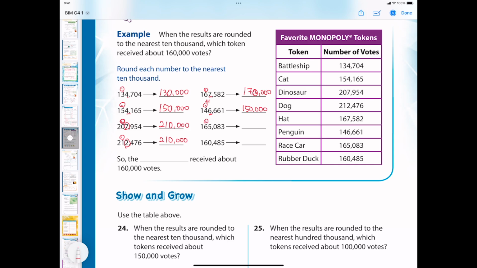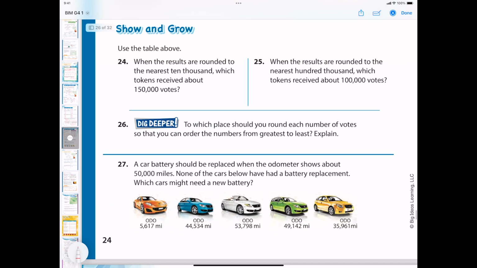And here 170,000 and 160,000. Okay, so what is it? Rubber Duck received about 160,000 votes. Okay, so that's the Rubber Duck here. You see? All right, we have 3 more to go. 4, I'm sorry. You see, I told you my brain stopped working.